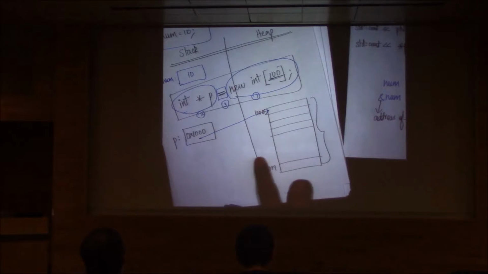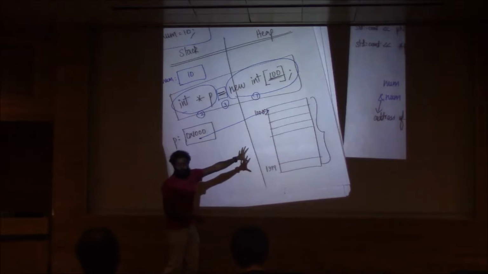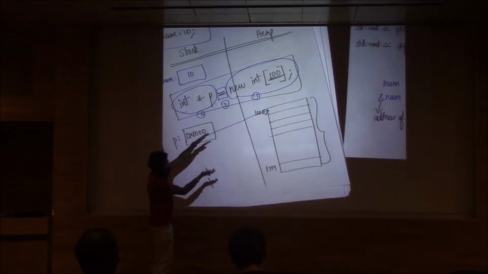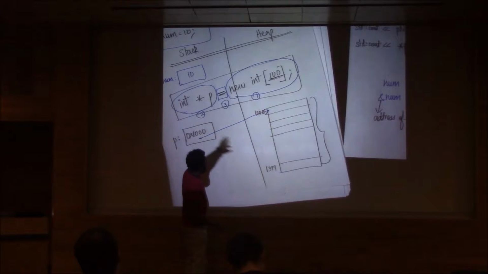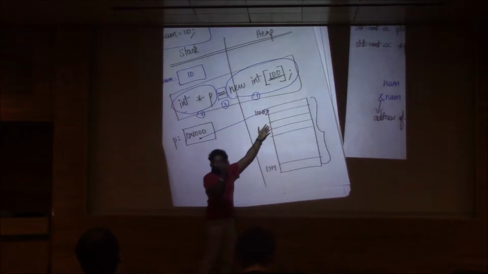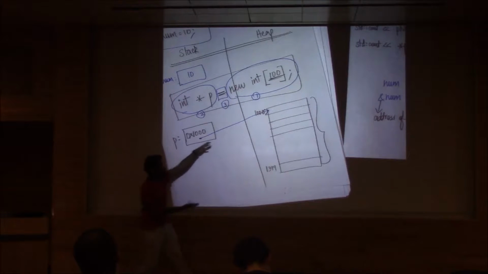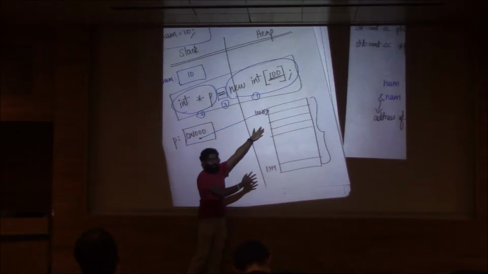You create some memory dynamically on a part of the memory called the heap, and if you want to access this particular memory, you need to have the starting address of that memory. To store that starting address, you have a pointer variable which stores it. And after this, you can directly use this memory as an array.